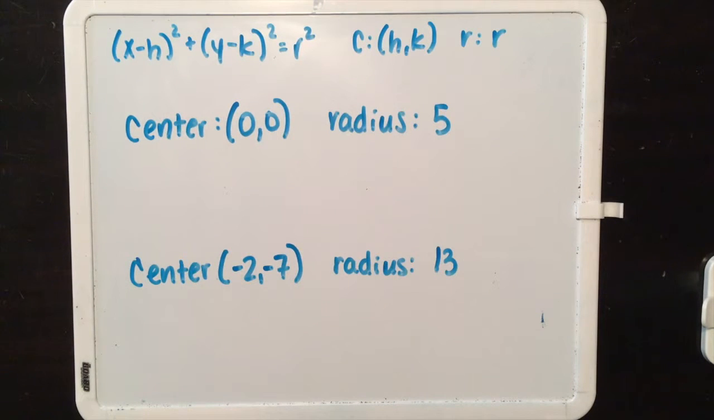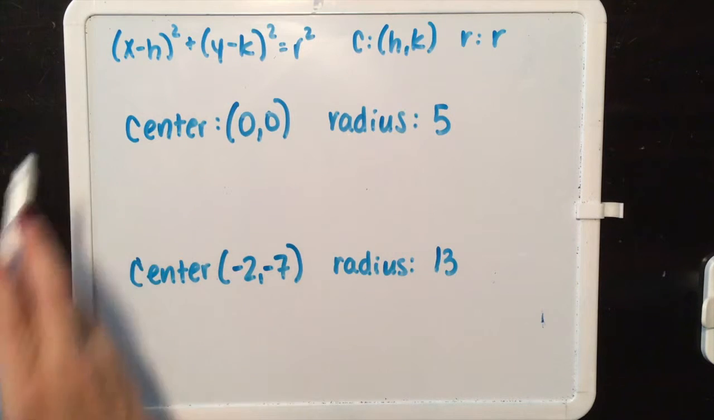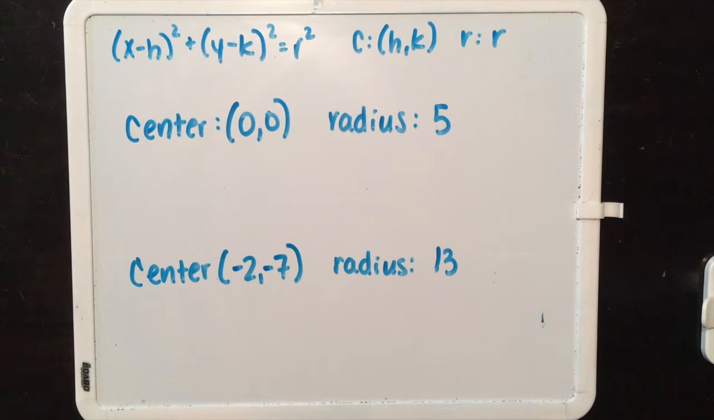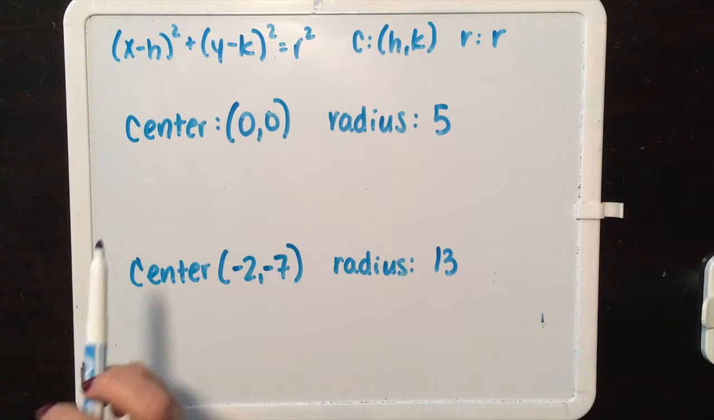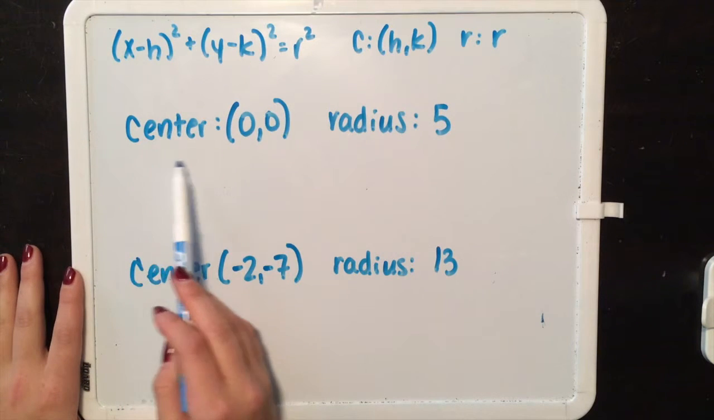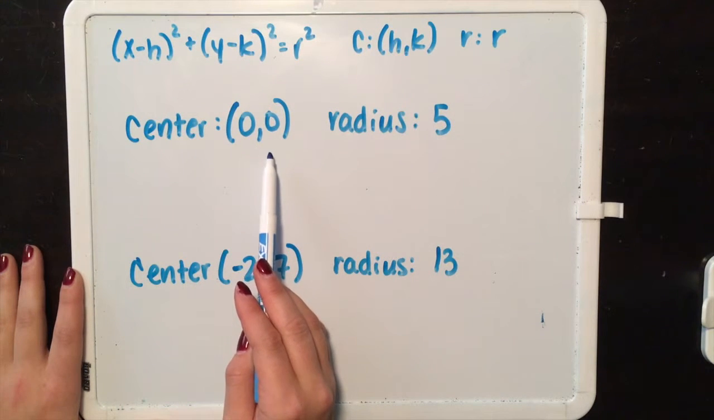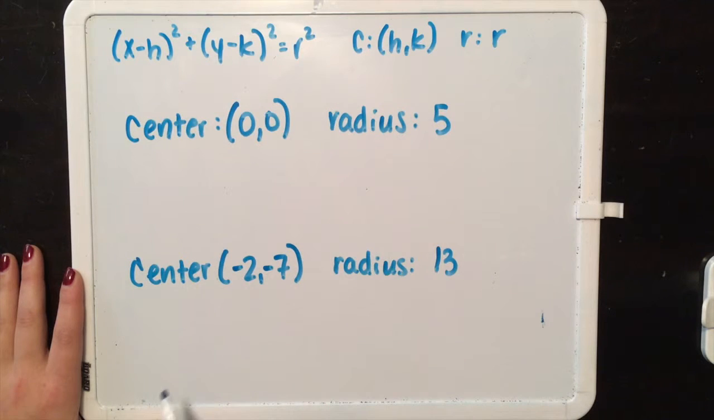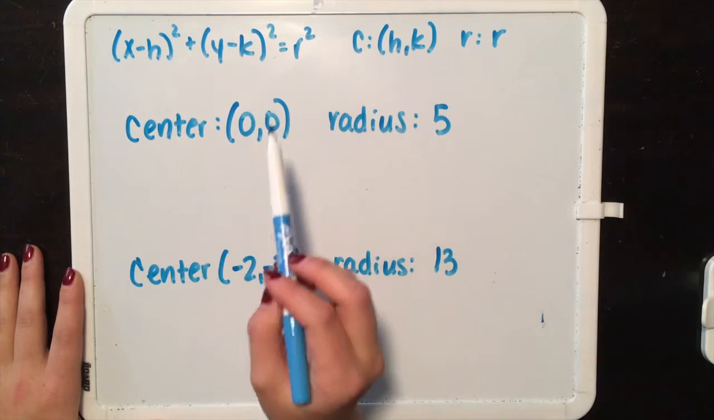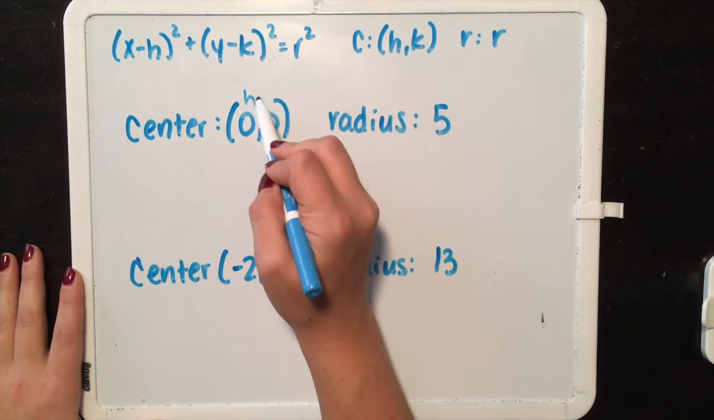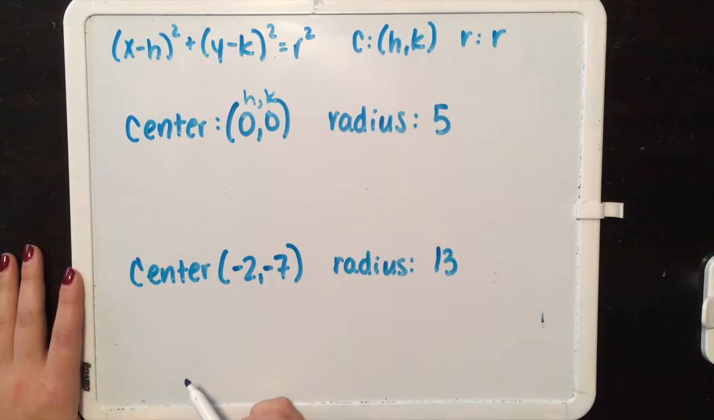If you are given the task to find the equation of a circle where you're given a center and you're given a radius, then you can use the general form to create the equation. So I have 2 examples here. The first example has a center of (0, 0), the origin, and a radius of 5. So if we're going to create this equation, we're going to use the general form. Our center is (h, k).